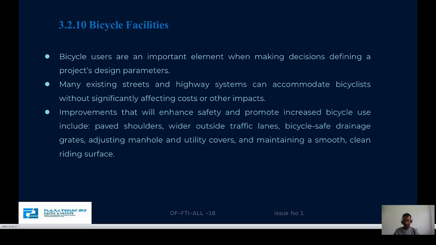Major existing streets and highway systems can accommodate a bicycle without significantly affecting the cost and other impacts. So in existing roads, improvements related to safety that promote increasing bicycle users include paving wider shoulders outside the traffic lanes, bicycle-safe drains, adjusting manholes and utility covers, and maintaining smooth, clear riding surfaces. This will improve the bicycle facility. It is very safe.